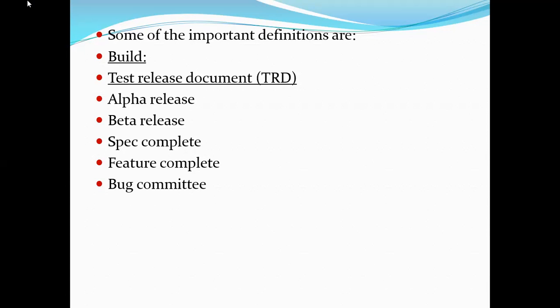Then test release document, that is nothing but the TRD. It is the document that the programmers release with each build, stating what is new, what is different, what is fixed, and ready for testing. So all these things will be included in your test release document.